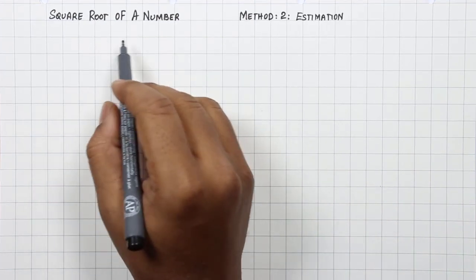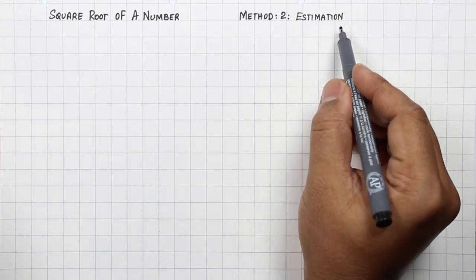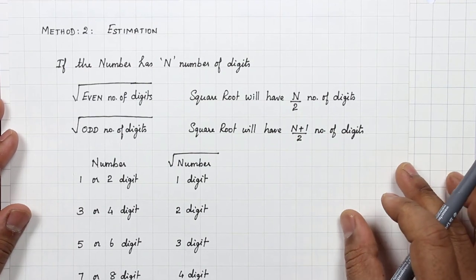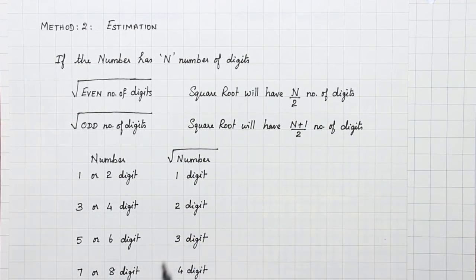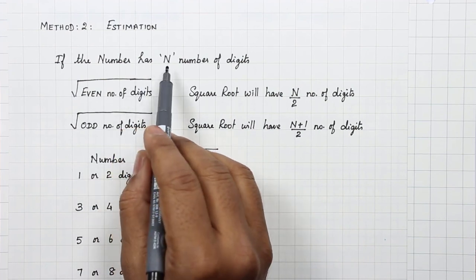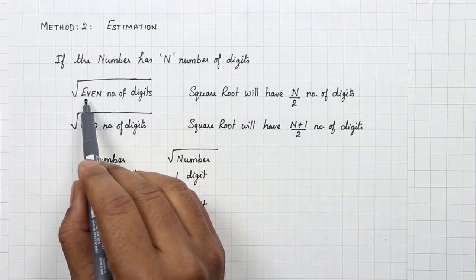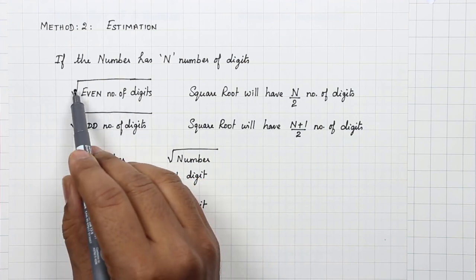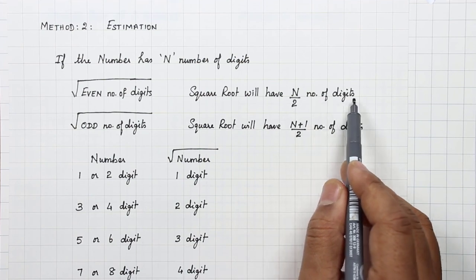Now in finding the square root of a number, we have another method. This is based on estimation. Now just look at this. When you want to find the square root of a number, and if the number is represented as n, if you have an even number of digits inside the square root, then the square root will have n by 2 number of digits.